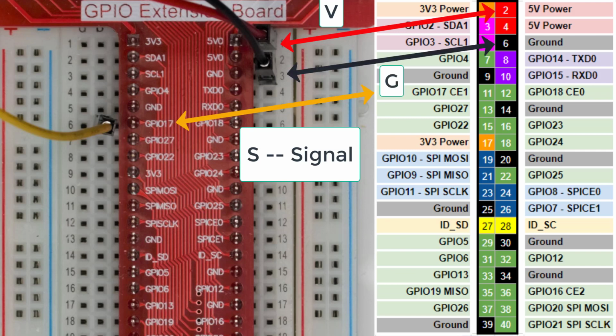The ground pin can be connected to any of the grounds. Here I'm connecting it to physical pin number 6.